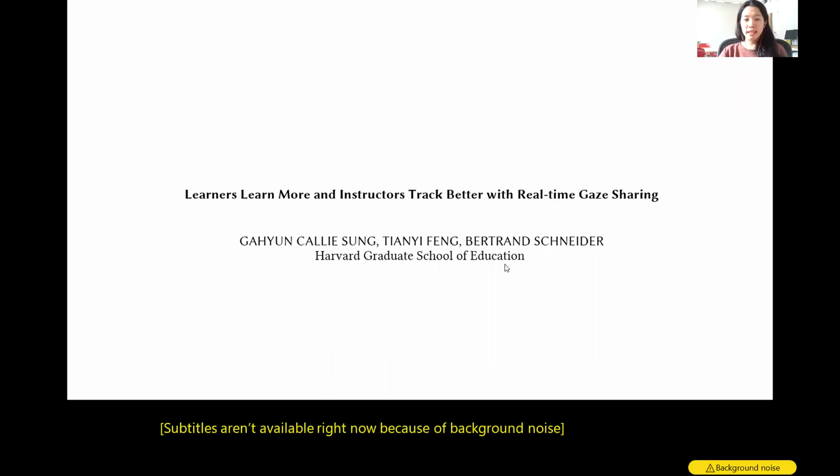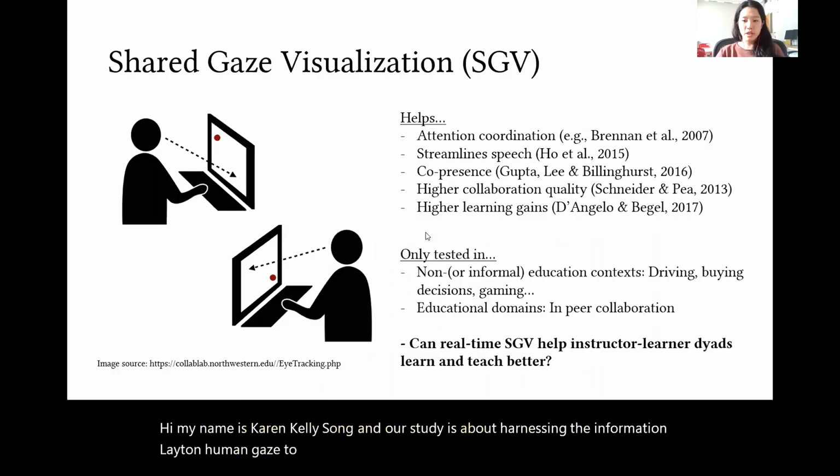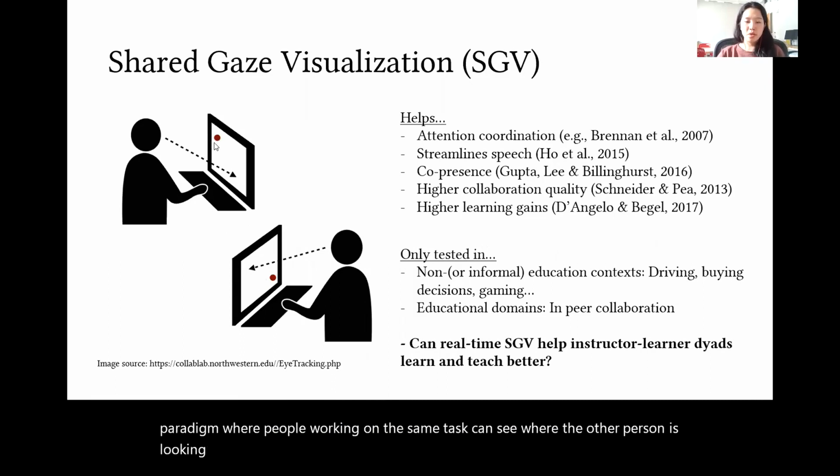Hi, my name is Callie Sung, and our study is about harnessing the information latent in human gaze to aid learning and teaching. Shared gaze visualization is a paradigm where people working on the same task can see where the other person is looking with some sort of visualization, like a red dot over here.